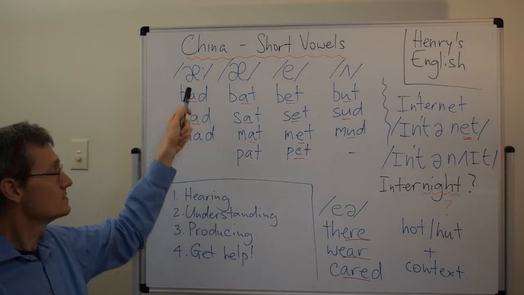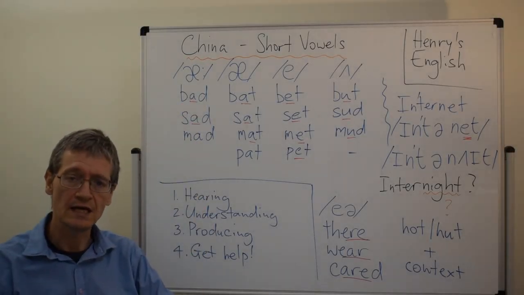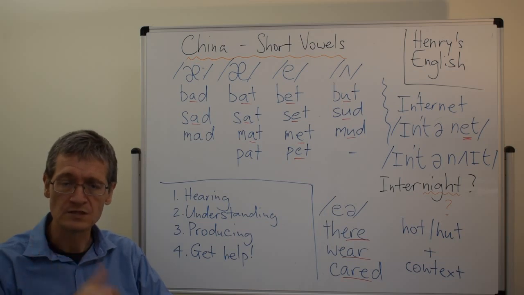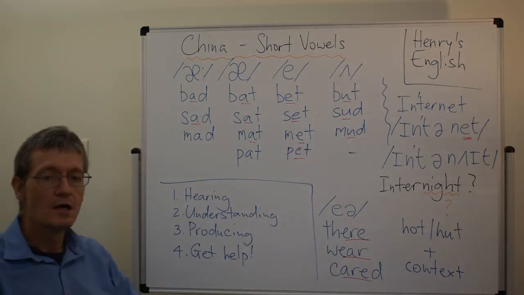The first vowel sound is a long A sound. It's actually a sharp A. That's an A sound. When you produce this sound, you open up your mouth. It's wide open. Bad, bad.